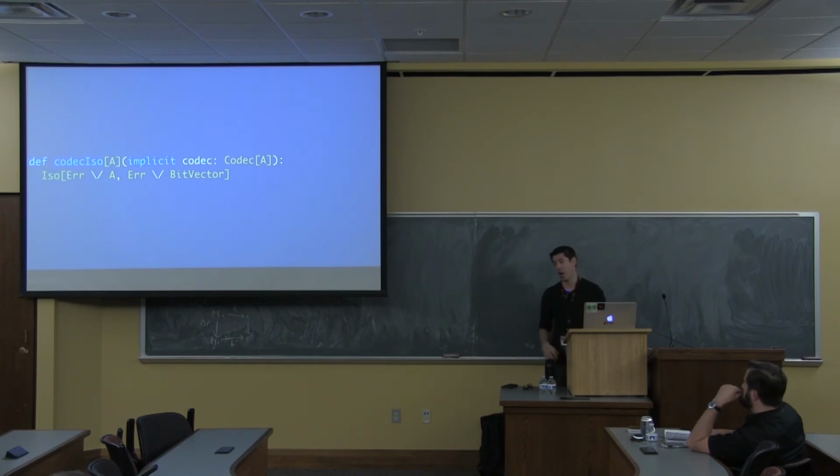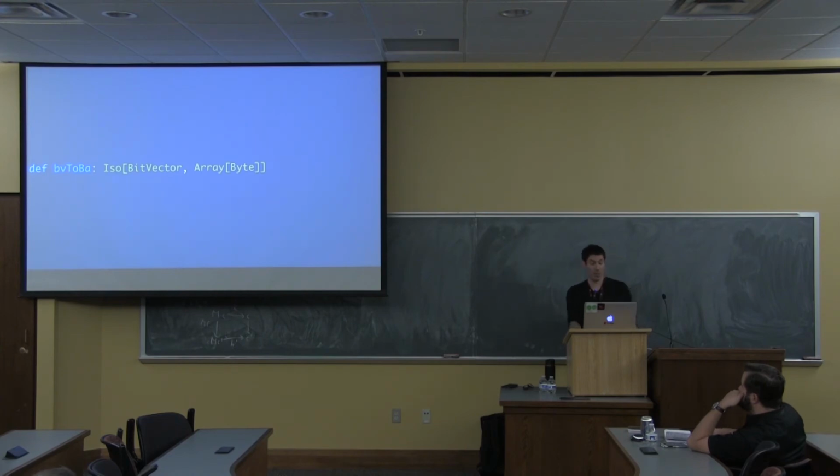What else can we derive automagically? Well, remember, a codec returns an attempt, which is basically holding an error or a success, for an A to a bit vector and a bit vector to an A. So we can derive an ISO from any codec that ends up being attempt A to attempt bit vector. But I don't like attempt, so I just made it into disjunction. Are you guys familiar with disjunction? It's either an error or it's an A. It's either a bit vector or it's an A. So we can derive an ISO from any codec.